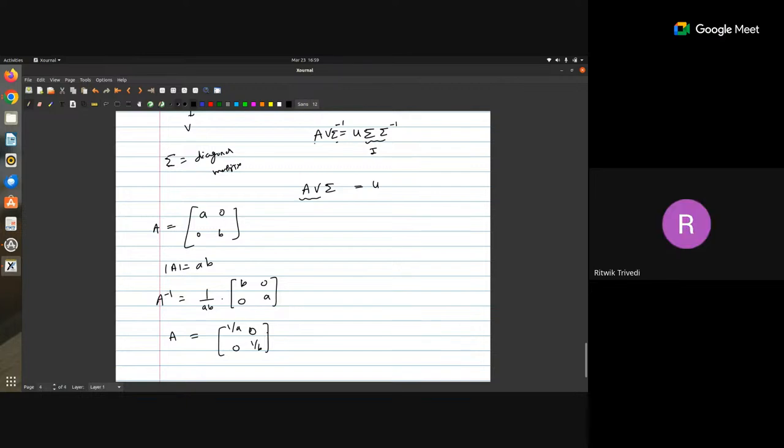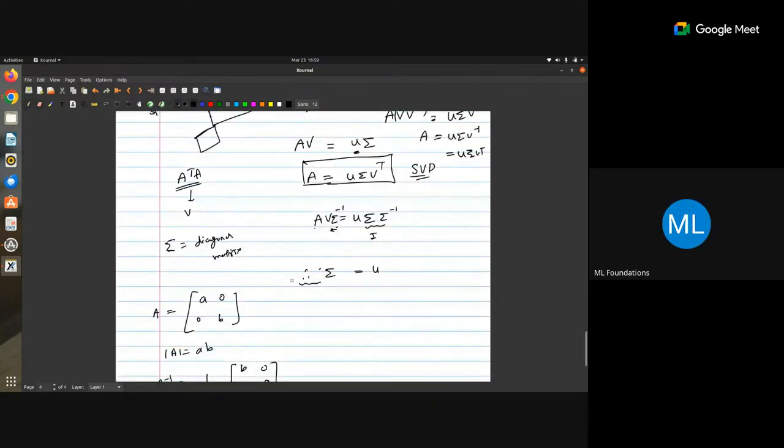I didn't get how you wrote AV sigma inverse equals to U sigma inverse. Which one? This one? Yes, this, sir. This part is easy, right? We multiply sigma inverse, we just get the U. Okay. You are doing it to the AV equals to U sigma equation. So AV equals to U sigma is the equation, right?